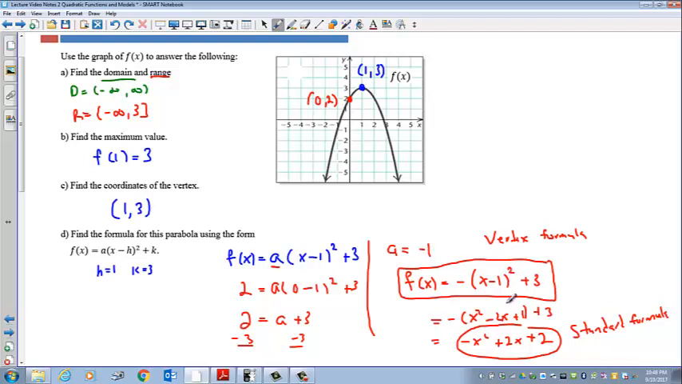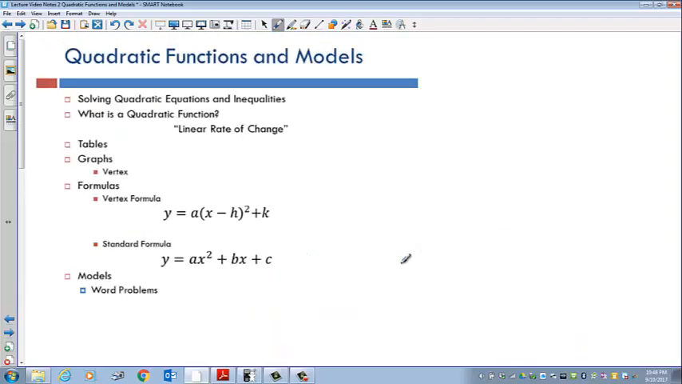Or this is using the vertex formula. Of course, the answer is fine just like this. It really doesn't matter to me. All right, let's move on. Let's talk about something else now.